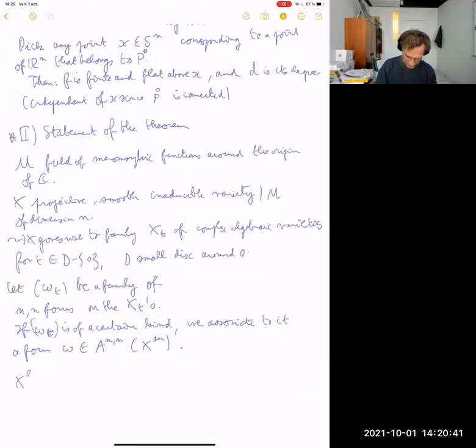X_n is: you take X, which is defined over M. Then you make a base change over the field of formal power series. So the field of meromorphic functions is the field of convergent Laurent series. Then you go to the field of formal ones. And now this is a non-Archimedean field. And then you take the analytification in the sense of Berkovich.